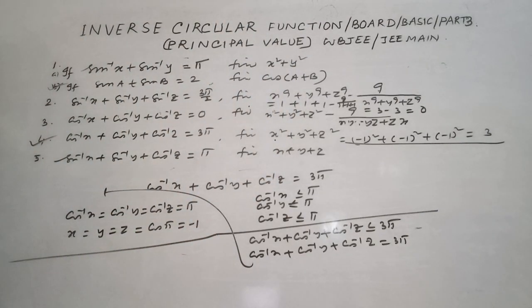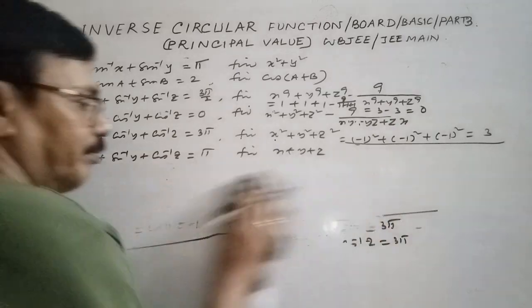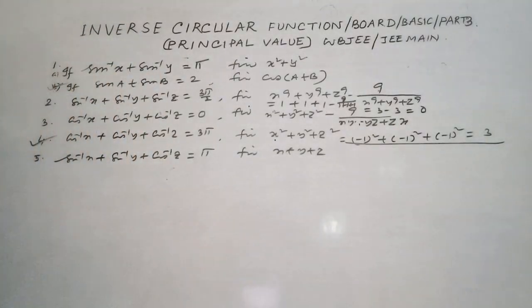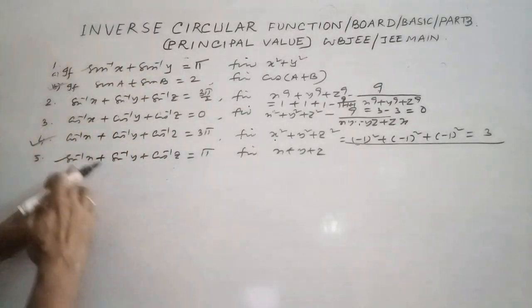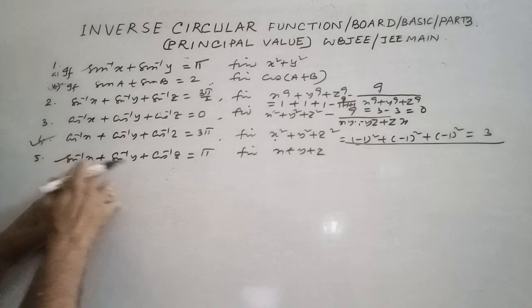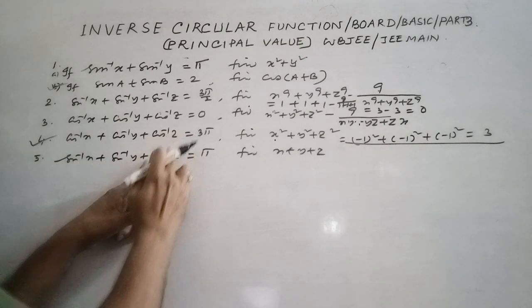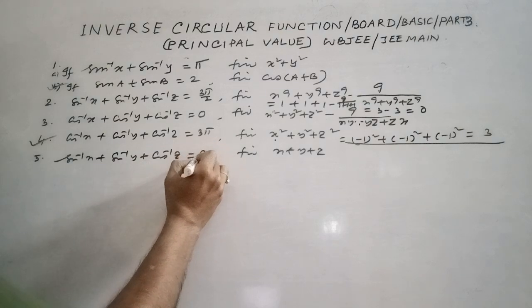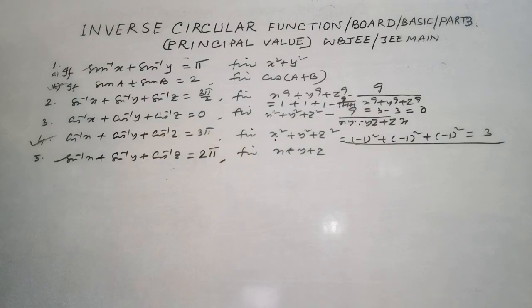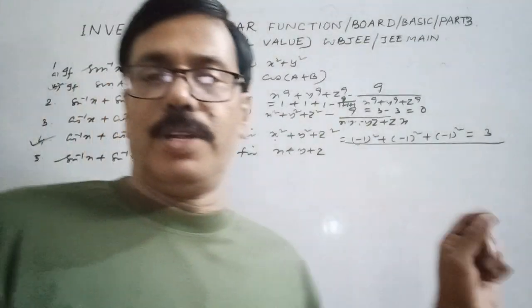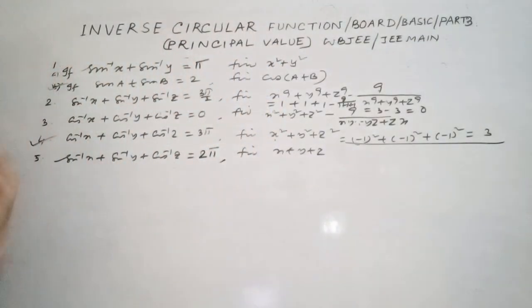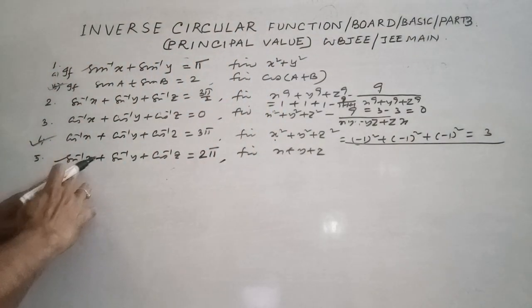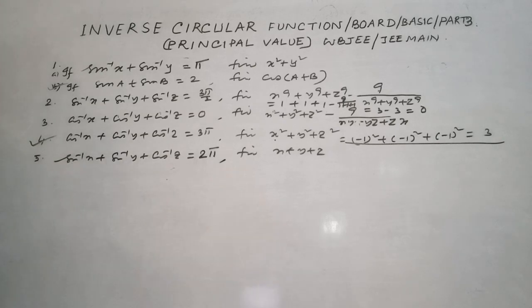Now problem number 5. Look, the maximum value of sin inverse x is pi by 2, and cos inverse z is pi. So actually it will be 2 pi. Correct it: 2 pi, not pi. It will be 2 pi. So it is a mixed problem.